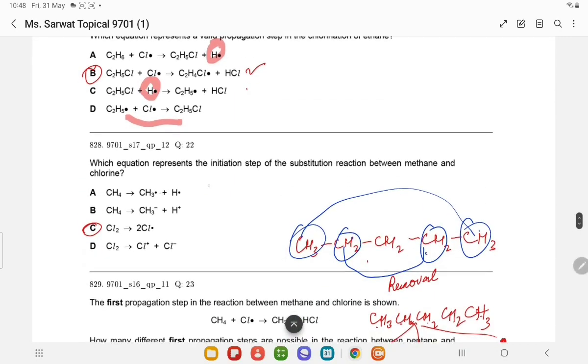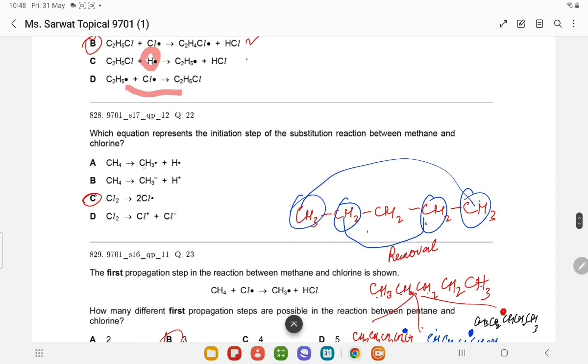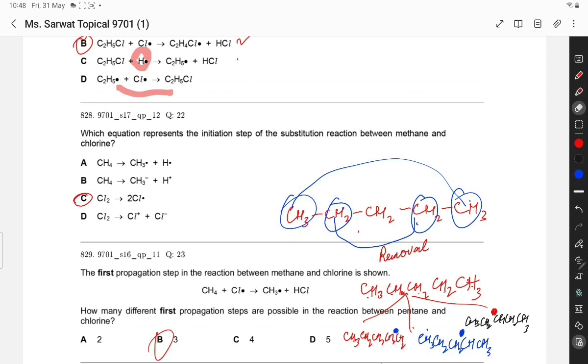Next question is, which equation represents the initiation step of the substitution reaction between methane and chlorine? CH4 is not going to break initially, so this is not the initiation step. Chlorine is going to break down, halogens are going to break down for initiation. So this is the correct option. This is also incorrect, because Cl2 cannot break down to form Cl positive and Cl negative.